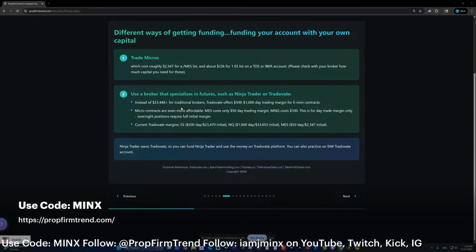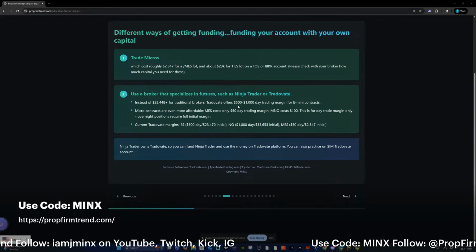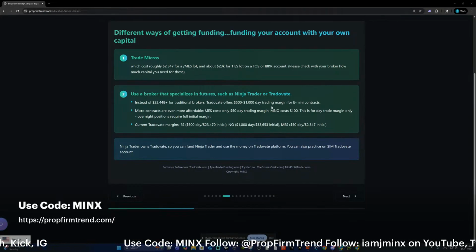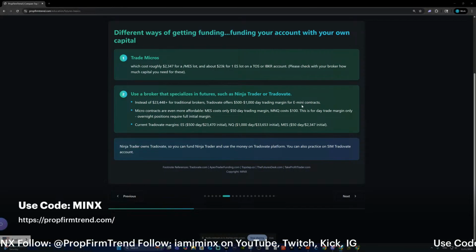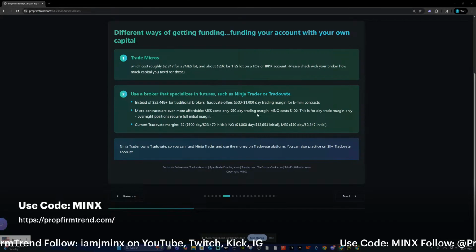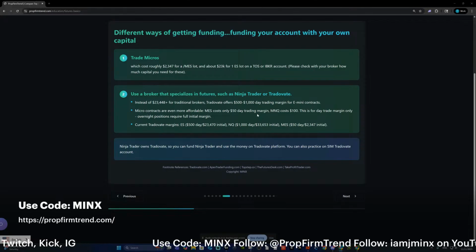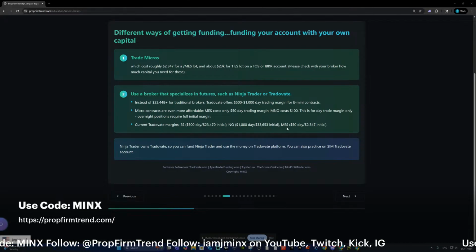Instead of the $23,000 for the traditional brokers, Tradovate offers, I'll just use Tradovate as an example, $500 to $1,000 a day trading margin for E-mini contracts. And if you're trading the micros, it's actually even more affordable, which is $50 in the day trading margin. And then MNQ is like $100.